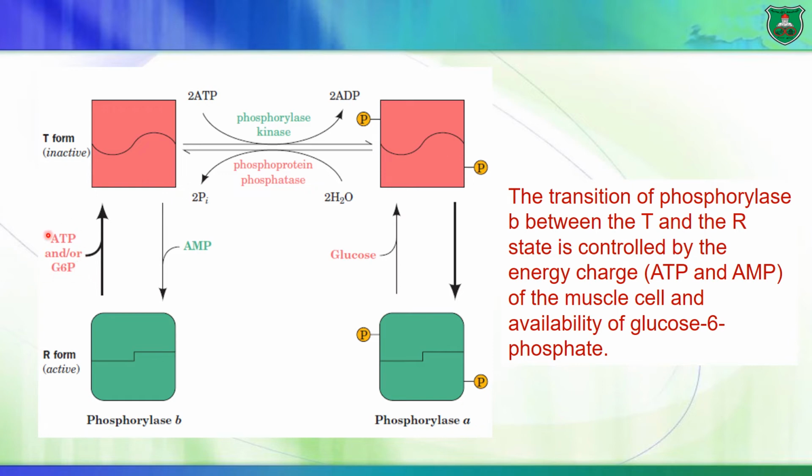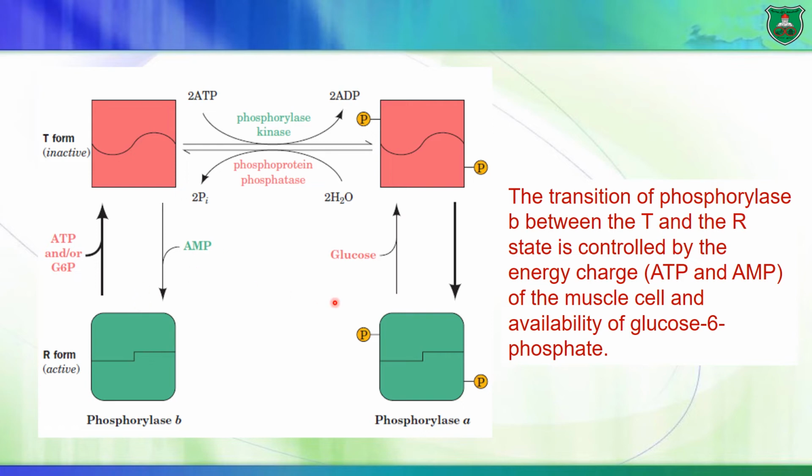So what these two do is that they bind to phosphorylase B and they switch the conformation from the R to the T state. So these are inhibitors. On the other hand, if the system needs energy, and this is signaled by AMP, AMP binds to phosphorylase B and it switches the conformation to the R state. And this is true only for phosphorylase B, not phosphorylase A. Okay?